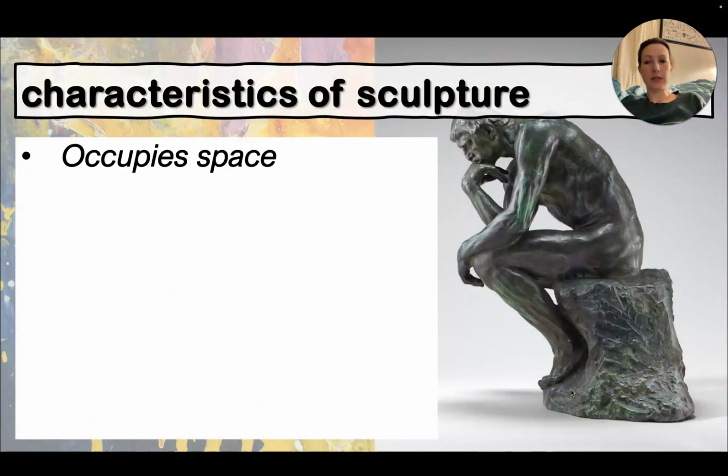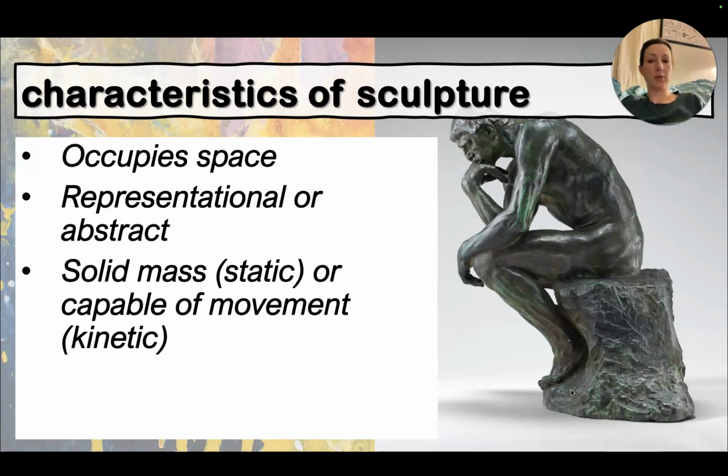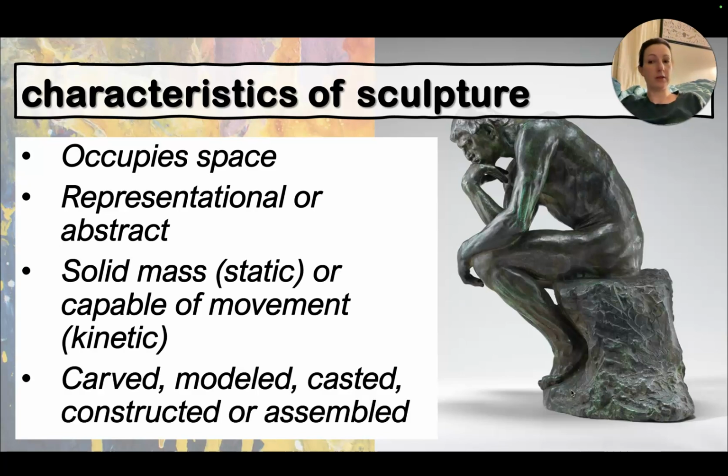So the characteristics of sculpture are, one, that it occupies space; it's actually there. It can be representational or abstract. It can be a solid mass or capable of movement. It can be carved, modeled, cast, constructed, or assembled.